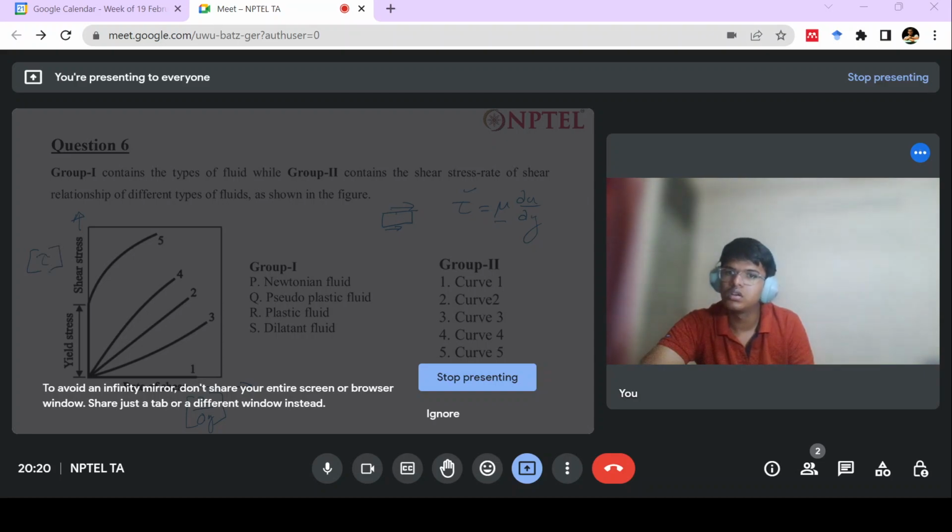Till now, we have only done constant mu. Constant mu means the slope is constant between these two.